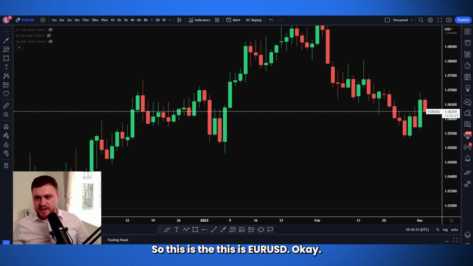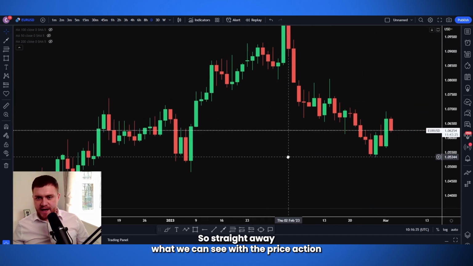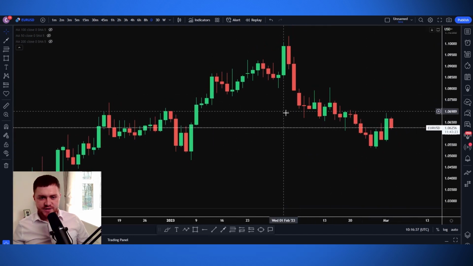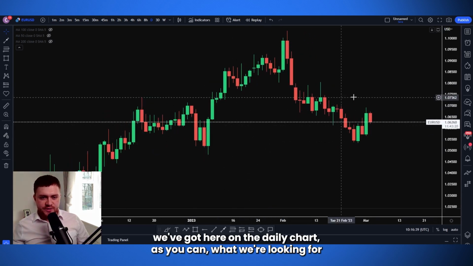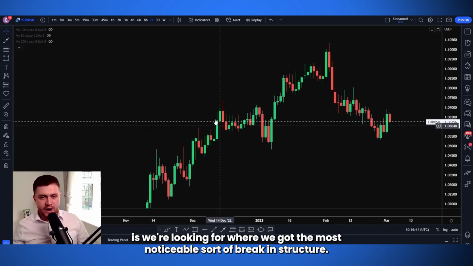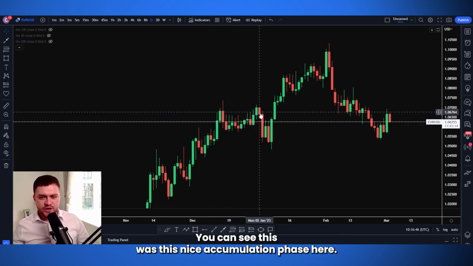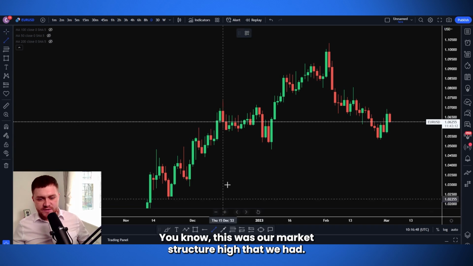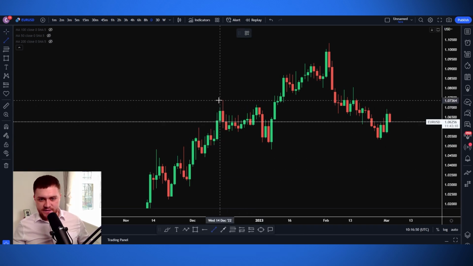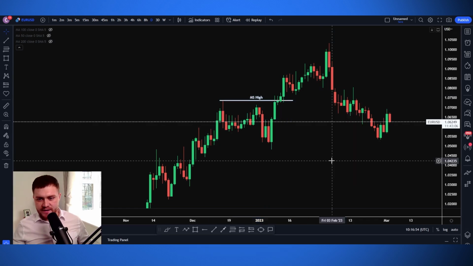So this is Euro USD, okay? So straight away what we can see with the price action we've got here on the daily chart is what we're looking for, where we got the most noticeable break in structure. You can see this was this nice accumulation phase here. This was our market structure high that we had. Market structure high, really clear, right?